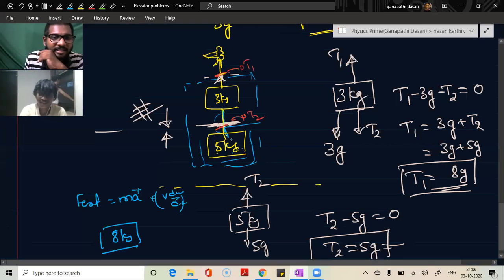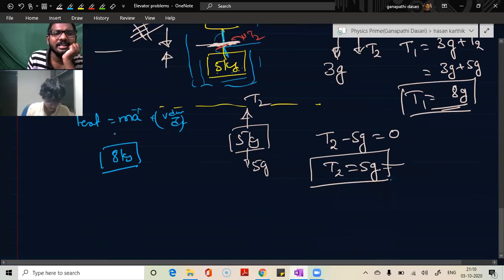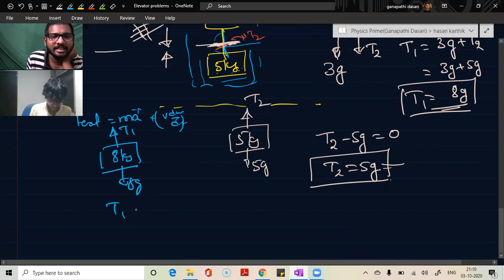For this 5 kg, T2 will be external. But when it comes to this entire 8 kg system, T2 will become internal. T1 is the only external force. That is why free body diagram drawing should be very nice. You should be able to draw it nicely. T1 upwards, 8G downwards. So some students will solve like this: T1 minus 8G is equal to 0 here.